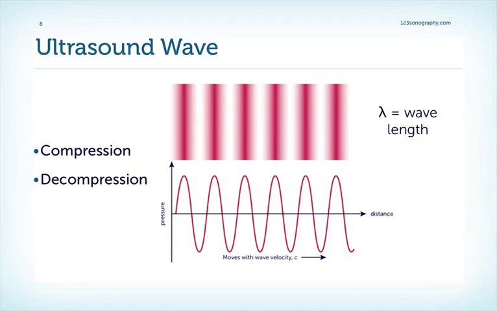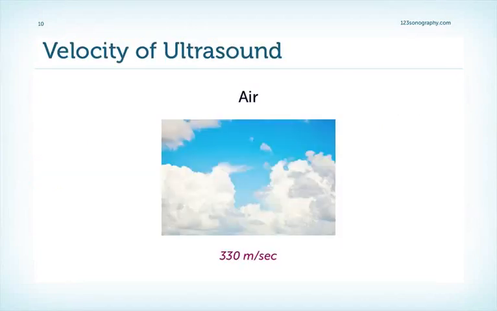To describe the ultrasound wave, we have to look at several features. First of all, the wavelength, which is nothing else than the distance from one peak to the next. In other words, from one maximal point of compression to the next. And the velocity is the speed with which the sound wave travels through materials. This velocity depends very much on which material the sound wave is passing through. For example, for air, we have a velocity of 330 meters per second.